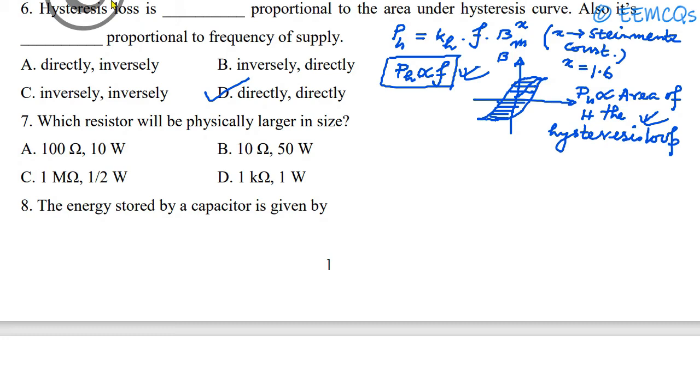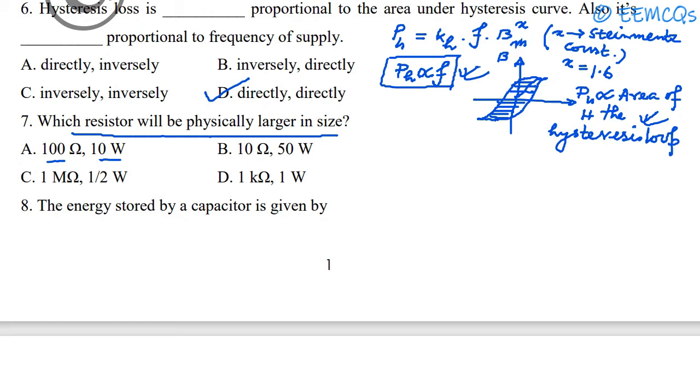Let us take question number 7. Which resistor will be physically large in size? The value of the ohmic resistance is given as well as the power rating of the resistor, that is how much power the resistor can dissipate. Definitely, the greater the power that can be dissipated by a resistor, the greater will be the size of the resistor. So see which one has the maximum wattage.